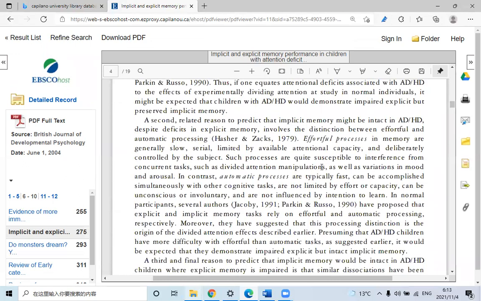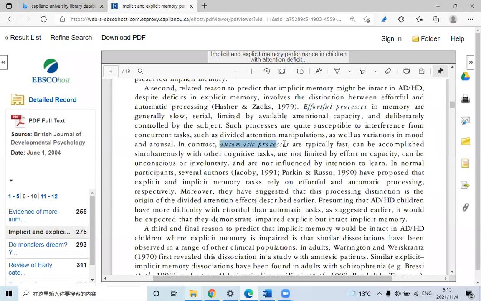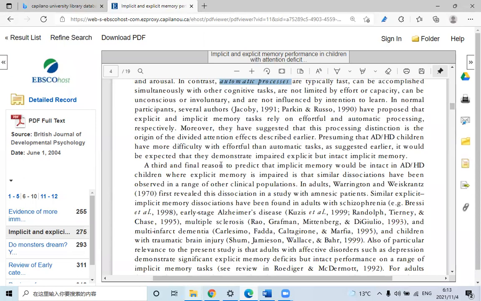Now, I'm pretty sure that this part is easily accessible, easily understandable. They talk about effortful processes and automatic processes corresponding to implicit and explicit memory.